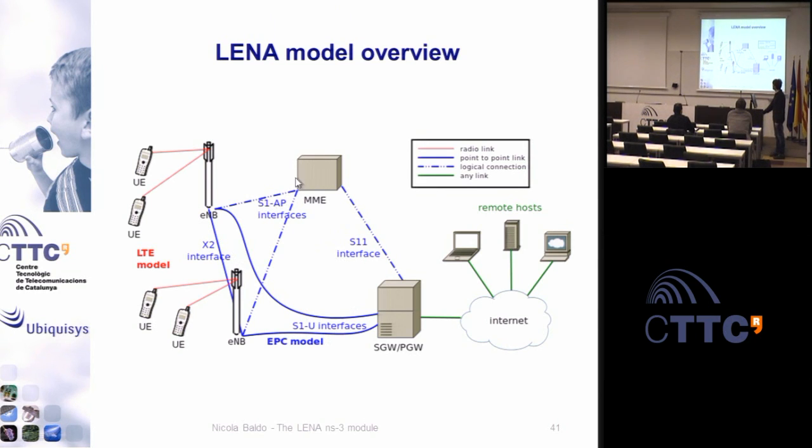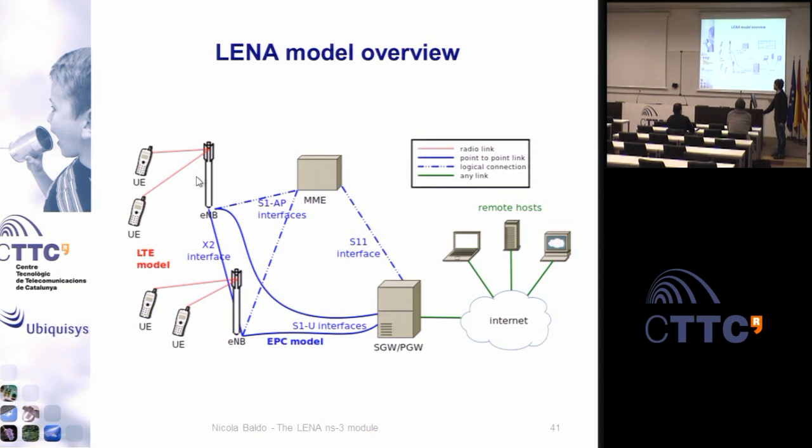And as I said, the S1-AP, so the control part basically of S1, is a kind of abstract model or a logical model with no real messages implemented, whereas for the S1-U, you have the real GTP-U protocol implemented. And the blue part in this figure is referred to as the EPC model, and the red part here is referred to as the LTE model.